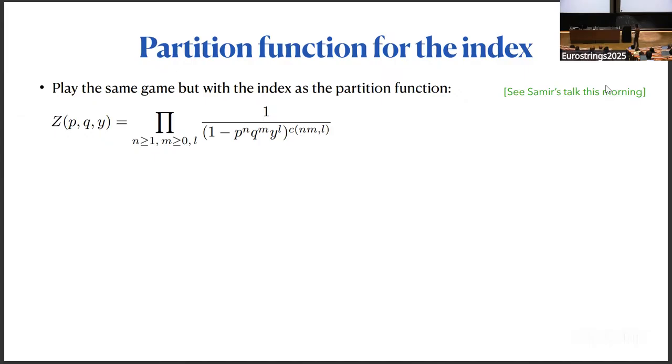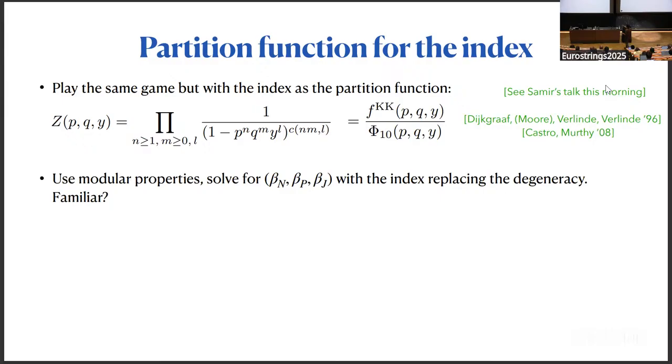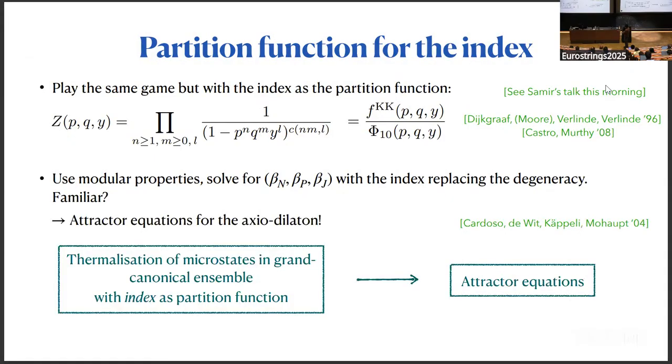I could also play the same game, but with the index as the partition function. And if I do that, things get simpler and they get in a more compact form, such that I can use the modular properties of the automorphic forms and solve for beta n, beta j, and beta p, with the index replacing the degeneracy. So writing some fields in terms of N, P, and J might be familiar to you. This is actually the attractor equations for the axion dilaton. So somehow, the thermalization of the microstates in the grand canonical ensemble with the index as the partition function leads to the attractor equations.